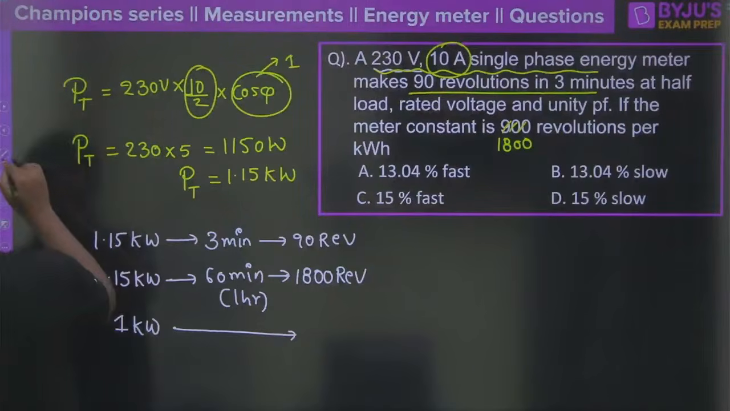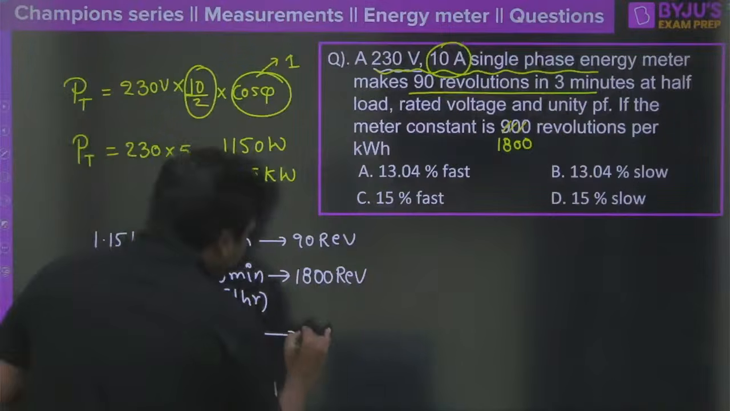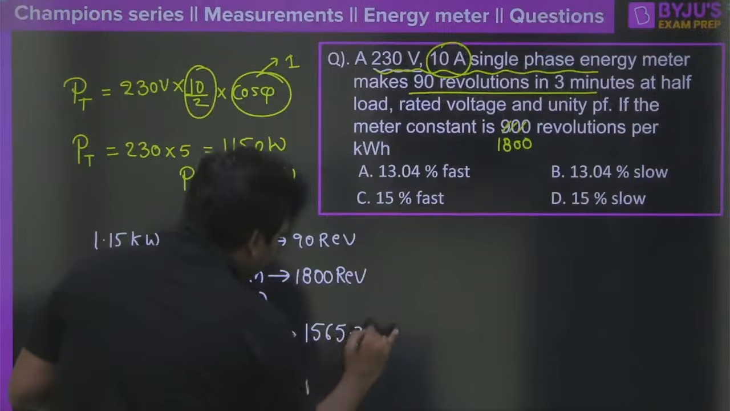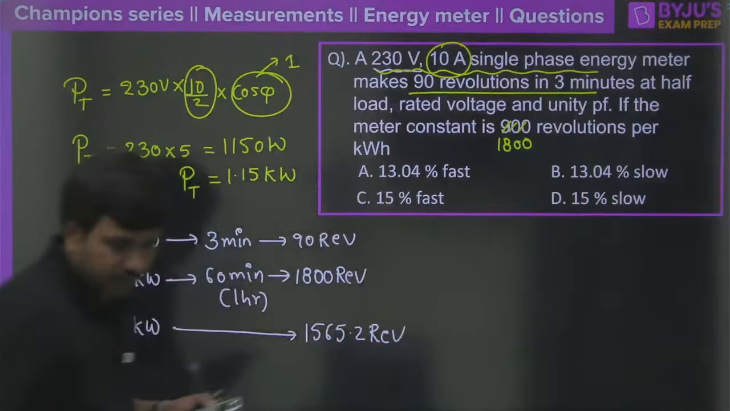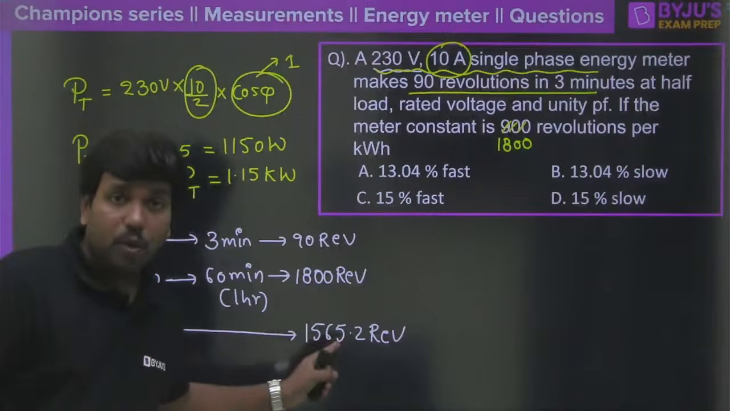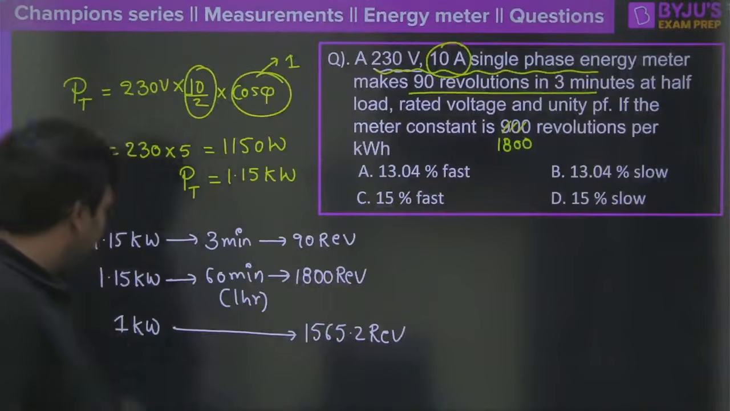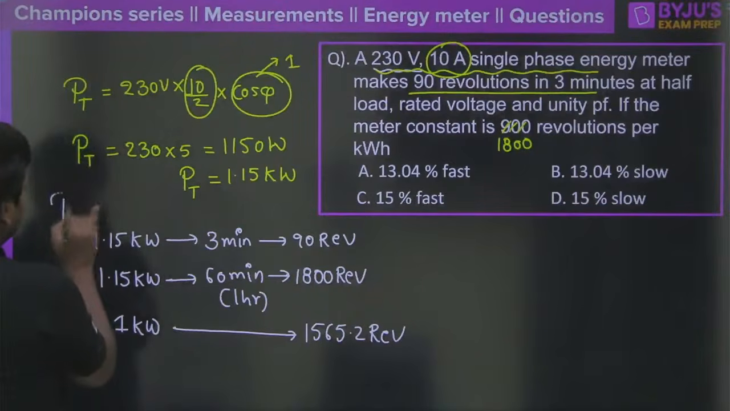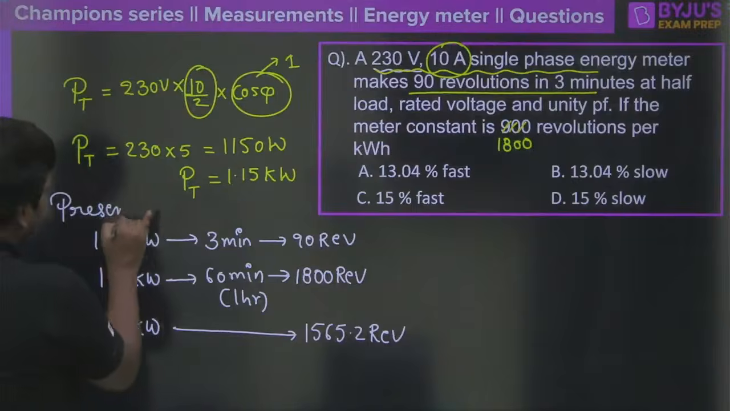Soumya Bala, what is the value here now? Its value is approximately 1565.2 revolutions it can complete if it is consuming 1 kilowatt. That is the present situation.